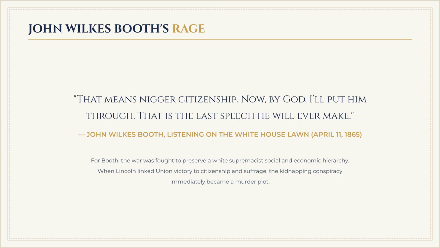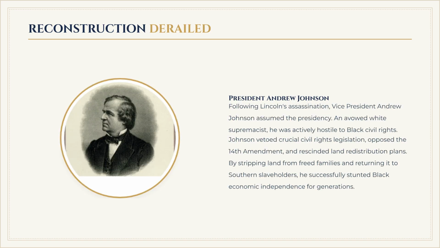John Wilkes Booth, listening to that speech, viewed it as a direct threat to the social hierarchy he fought to preserve, which turned his previous kidnapping conspiracy into a plot to murder the president. Following the assassination, President Andrew Johnson actively worked to undermine black civil rights, vetoing legislation and reversing land redistribution, which severely limited economic progress for generations.